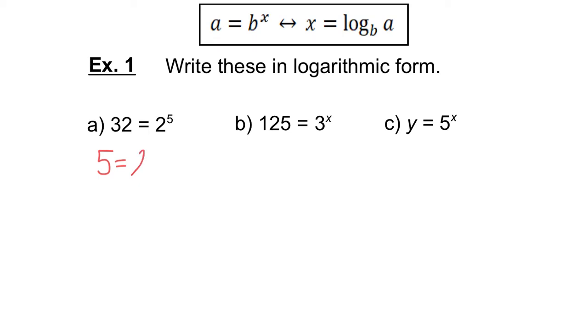So I have log base 2 of what? A. The argument A is this number that's by itself, in this case 32. So I have 5 equals log base 2 of 32. That's how I can rewrite this in logarithmic form.